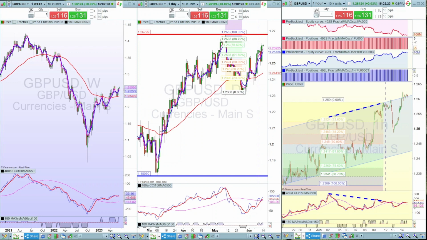This is the British Pound US Dollar currency update. On the weekly and daily, we've got primarily long positions. However, there is a bearish divergence on the hourly, so just got to be mindful of that. Let's look at each of these.